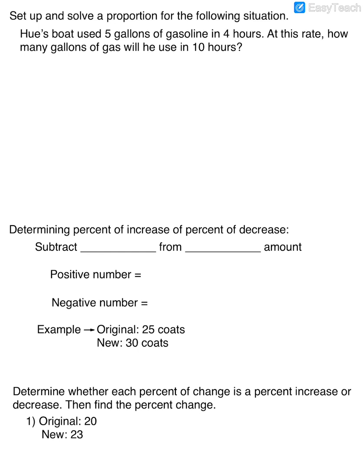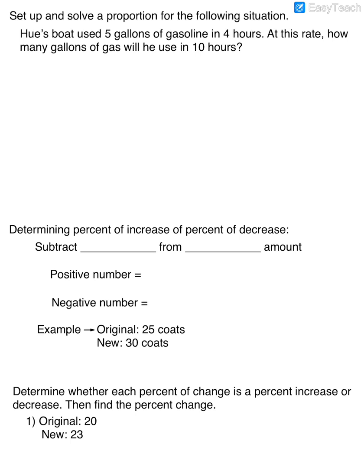Okay, now for part 2 of our learning target 3 stuff, talking about percent of change and being able to find that. So now we want to be able to involve proportions with some more labels or context to them. So here I want to set up and solve a proportion for the given situation. It says Hugh's boat used 5 gallons of gasoline in 4 hours. At this rate, how many gallons of gas will he use in 10 hours?